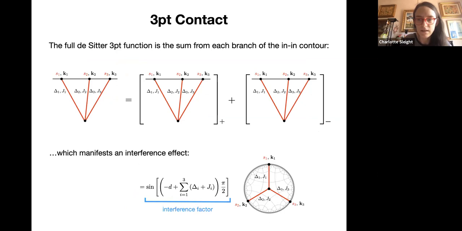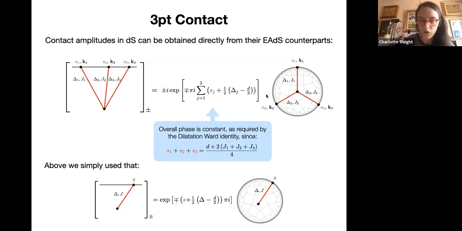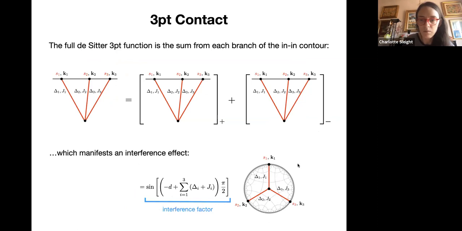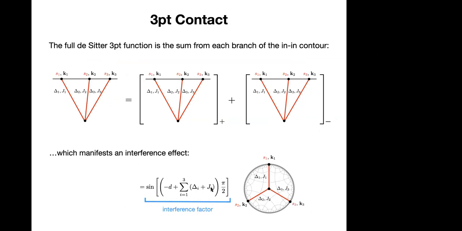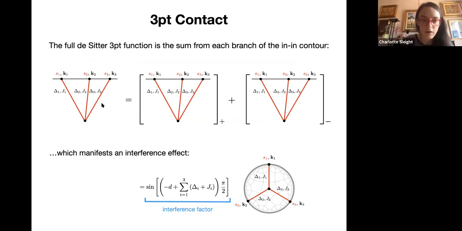And what happens is that these constant phases combine to give a constant sign factor that multiplies the corresponding contact diagram in anti-de Sitter space. So this sign factor is what is in some sense encoding the interference between the contributions coming from these different branches of the in-in contour. So what can happen from this sign factor is that for certain values of d or scaling dimensions and the spin, the full de Sitter contact diagram can be vanishing even if its AdS counterpart is not, due to the presence of a 0 of this sign function for certain values of these parameters.